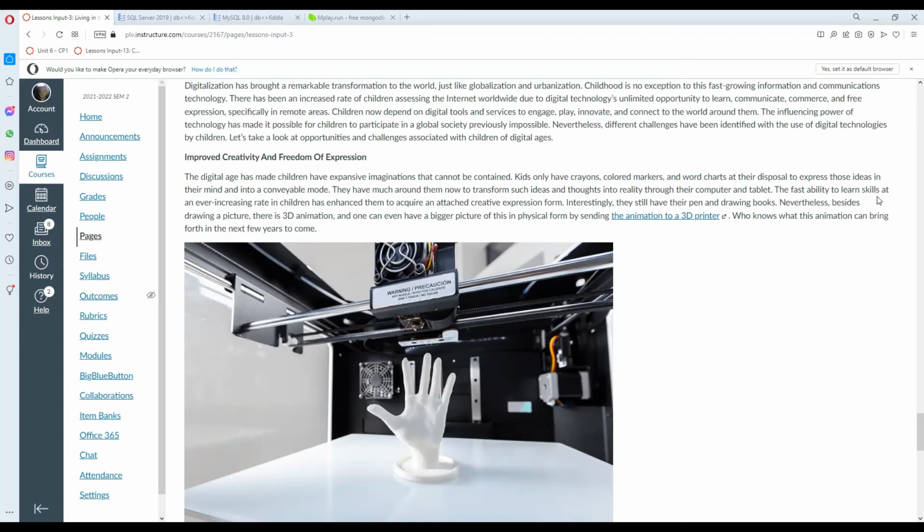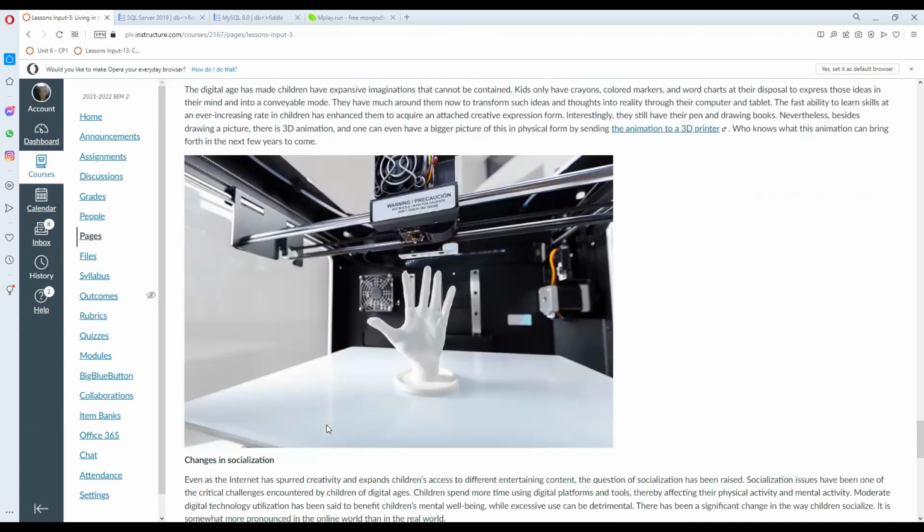and tablet. The fast ability to learn skills at an ever increasing rate has enabled children to acquire and attach a creative expression form. Interestingly, they still have their pen and drawing books. Nevertheless, besides drawing a picture, there is 3D animation, and one can even have a bigger picture of this physical form by sending the animation to a 3D printer. Who knows what this animation can bring forth in the next few years to come.